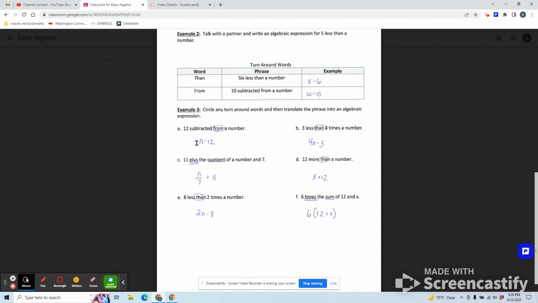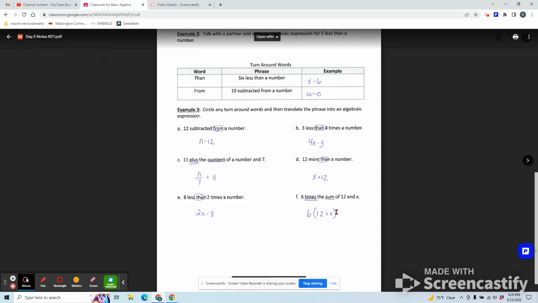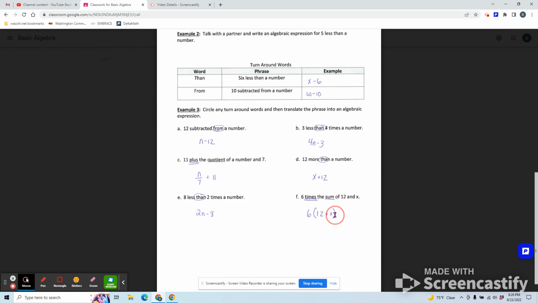It doesn't matter what variable you choose. Down here on letter F, I chose the letter X to represent my unknown. That's okay. Actually, it told me to use X. So letter F says 6 times the sum of 12 and X. Well, this one's a bit tricky. 6 times, well, that means I'm doing some sort of multiplication. And then it says the sum of 12 and X.